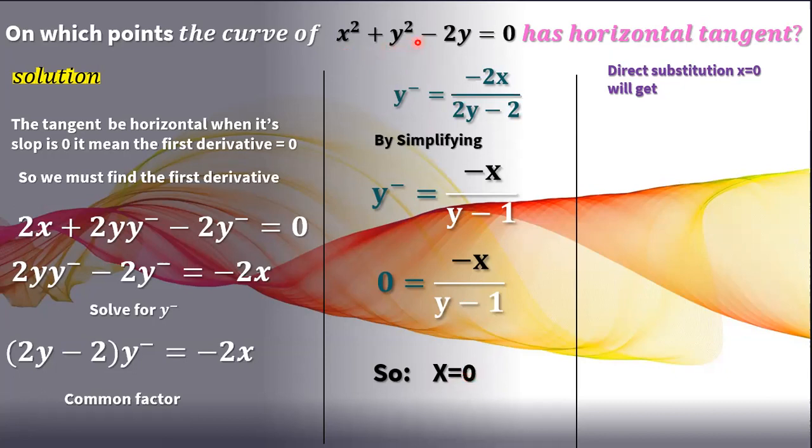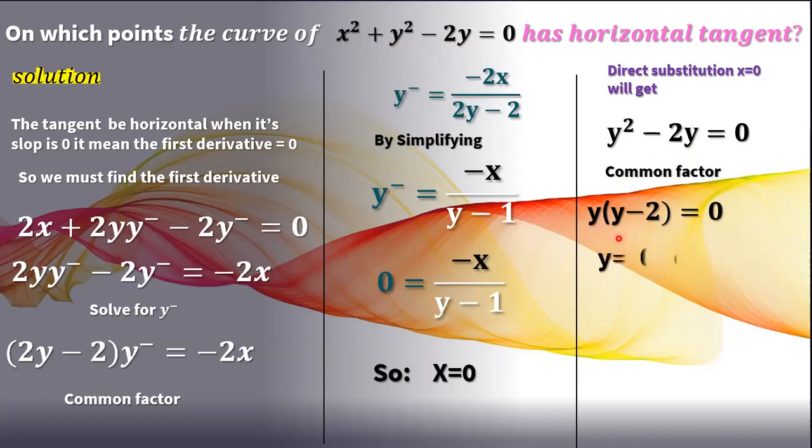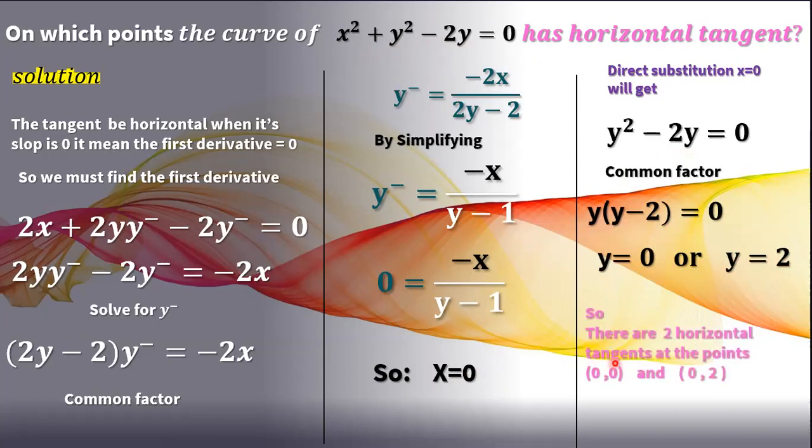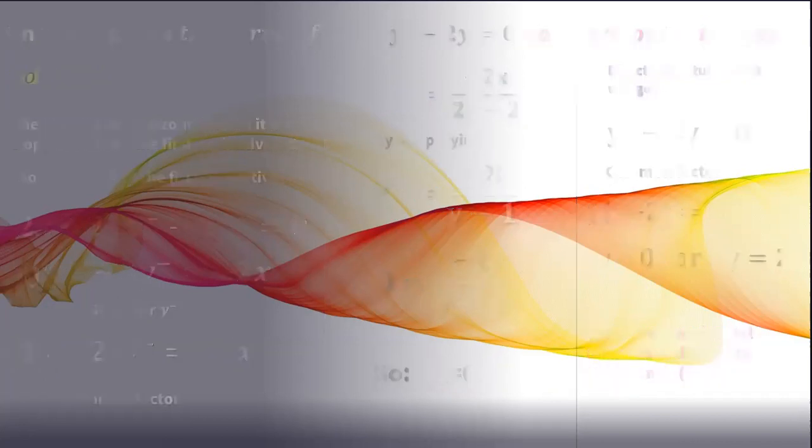So we will get y squared minus 2y equals 0. Now we will factorize by common factor y. So we will get y times y minus 2 equals 0. So y equals 0 or y minus 2 equals 0. So y equals 0 or y equals 2. So there are 2 horizontal tangents at the points (0, 0) and (0, 2). Okay, so 2 points. Next question.